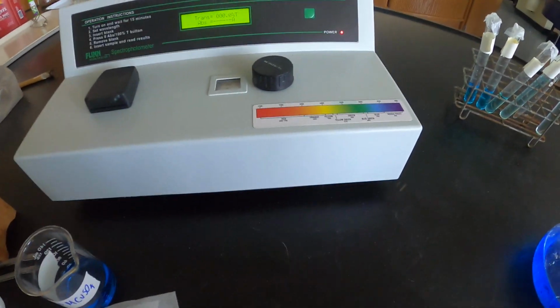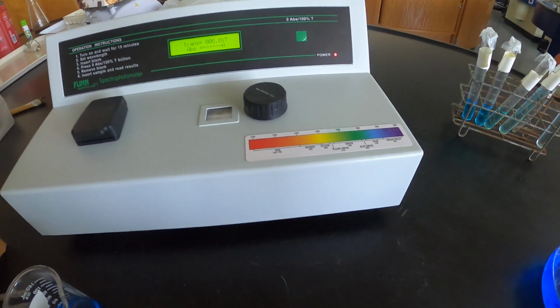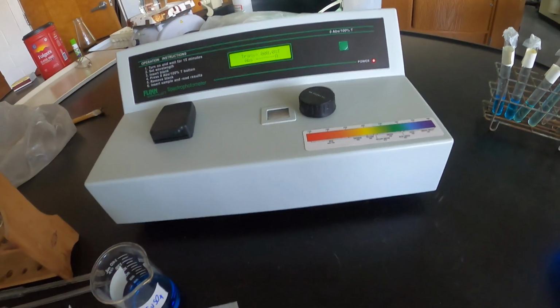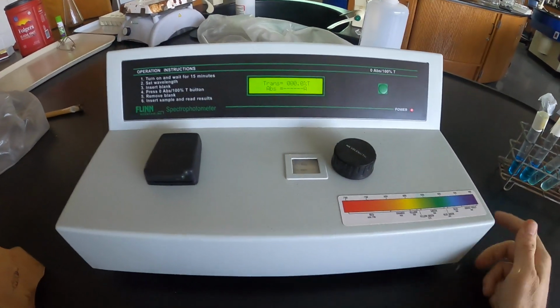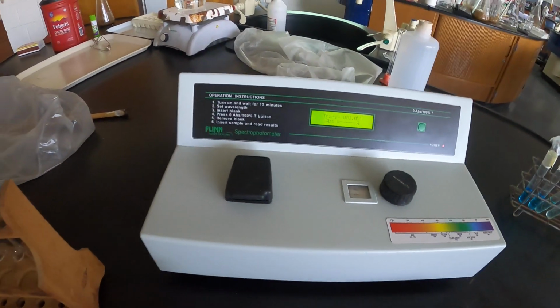All right, class. This is going to be your first part of the pre-lab on the Beer's Law experiment, which is quantitative spectroscopy. So this is the spectrometer. We have pretty decent spectrometers actually on campus.